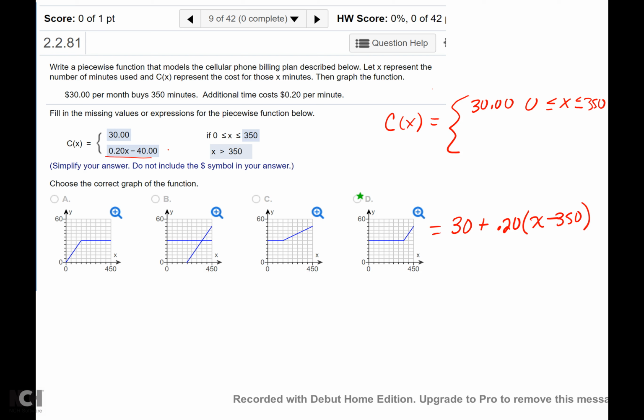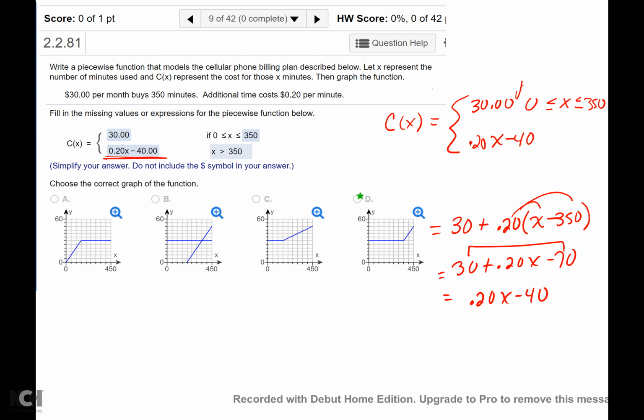Now, where did they get this? Well, they cleaned this up. So they distributed and they got 30 plus 0.20x. If you take 0.2 times 350, you get minus 70. Combine like terms, and you get 0.20x minus 40, which is where they got that from. So C of x equals 0.20x minus 40, and then this one is if your minutes go over 350. So that's where they got those holes from. And then they want you to graph it.